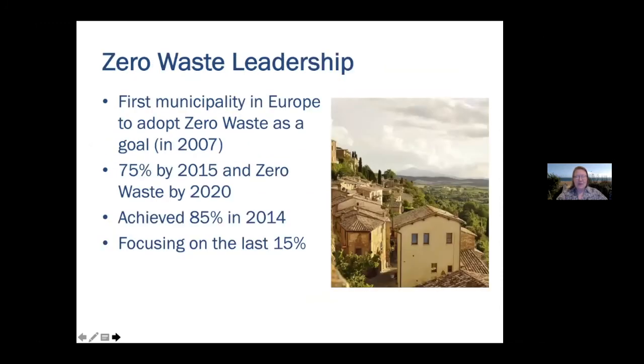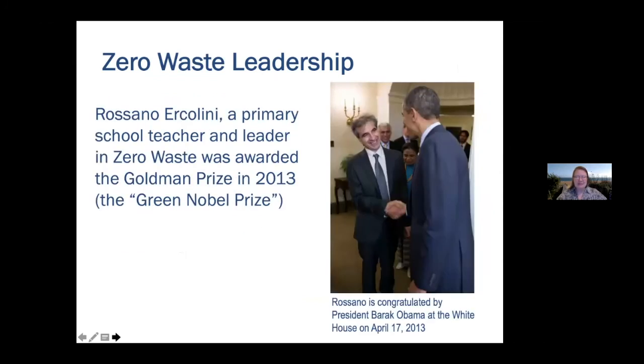And they were the very first municipality in Europe to adopt a goal of zero waste. And they adopted that in 2007. They adopted 75% by 2015 and zero waste by 2020. They've achieved 85% in 2014, and they achieved 95% last year. So they're very, very close on the road to zero waste.